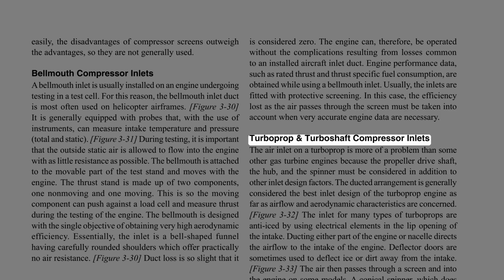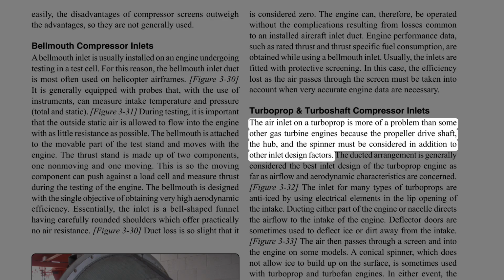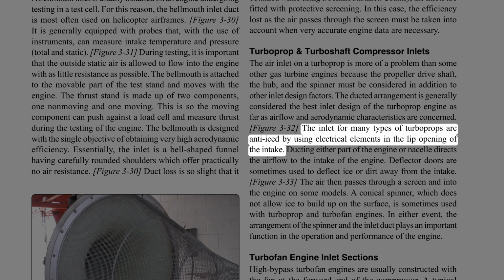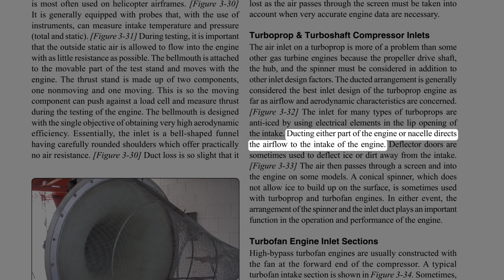Turboprop and turboshaft compressor inlets. The air inlet on a turboprop is more of a problem than some other gas turbine engines because the propeller drive shaft, the hub, and the spinner must be considered in addition to other inlet design factors. The ducted arrangement is generally considered the best inlet design of the turboprop engine as far as airflow and aerodynamic characteristics are concerned. The inlets for many types of turboprops are anti-iced by using electrical elements in the lip opening of the intake. Ducting, either part of the engine or nacelle, directs the airflow to the intake of the engine.